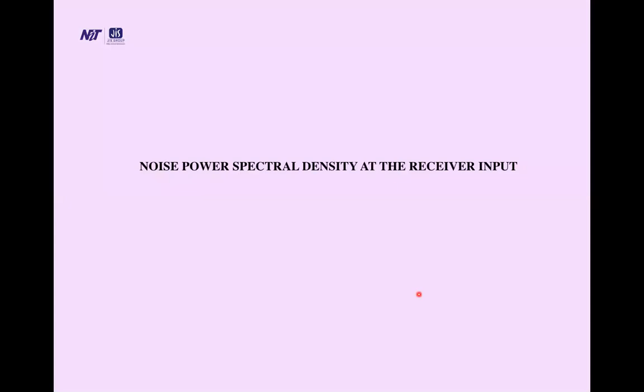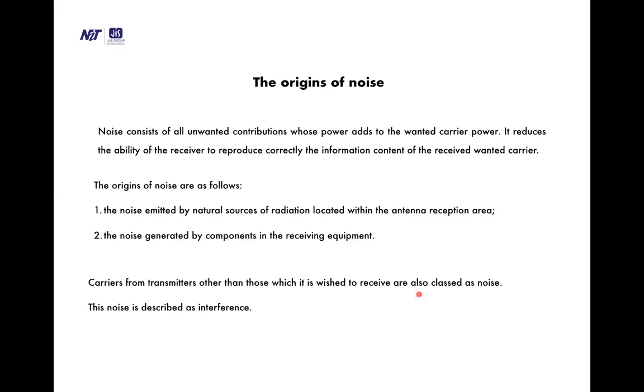Noise power spectral density at the receiving input. The origin of noise. Noise consists of all unwanted contributions whose power adds to the wanted carrier power. It reduces the ability of the receiver to reproduce correctly the information content of the received wanted carrier. The origins of the noise are as follows. 1. The noise emitted by natural sources of radiation located within the antenna reception area. 2. The noise generated by the components in the receiving equipment.